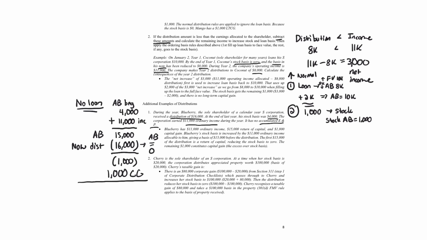Problem 2. Cherry is a sole shareholder of an S corporation. At the time when her stock basis is $20,000, the corporation distributes appreciated property worth $100,000, basis of $20,000. Cherry's taxable gain is. Okay, and I also want to consider the consequences of Cherry beyond the taxable gain.